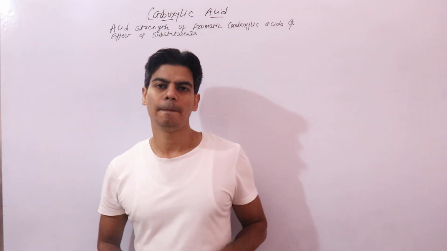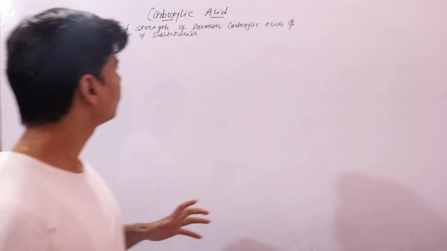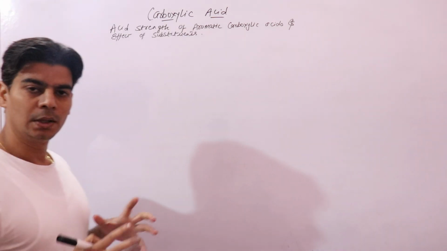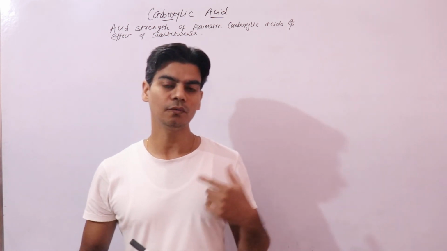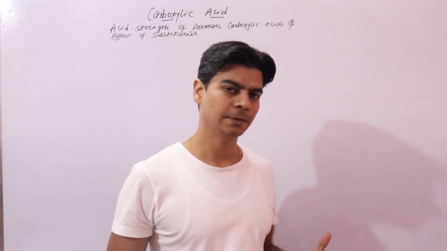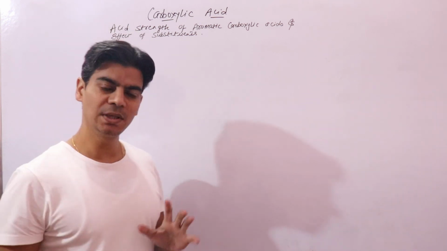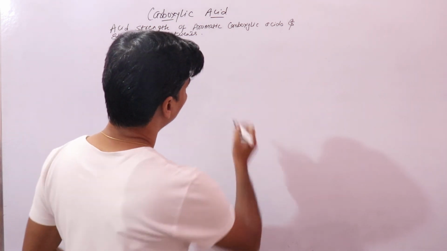Today we will go through the acidic strength of aromatic carboxylic acids, and we'll compare the acidic strength with those of aliphatic carboxylic acids, right? So the simplest aromatic acid is benzoic acid, we know.